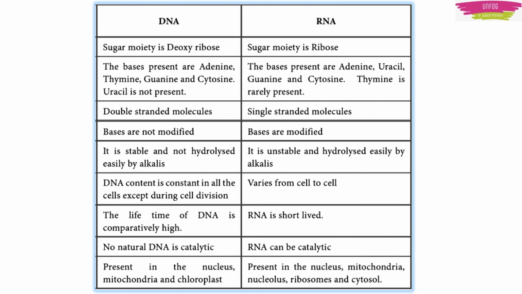No natural DNA is catalytic. Catalytic means it cannot act as an enzyme in the metabolic reactions that take place in our body. But RNA can be catalytic. It can act as an enzyme in the metabolic reactions that take place in our body. The DNA is present in the nucleus, mitochondria, and chloroplast, whereas the RNA is present in the nucleus, mitochondria, nucleolus, ribosomes, and cytosol, which is also the cytoplasm of the cell.